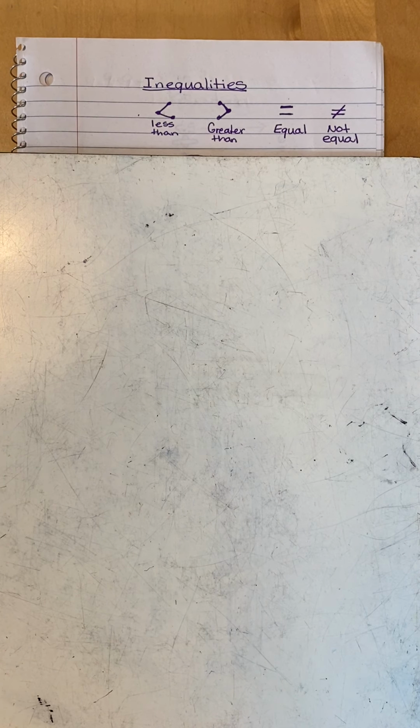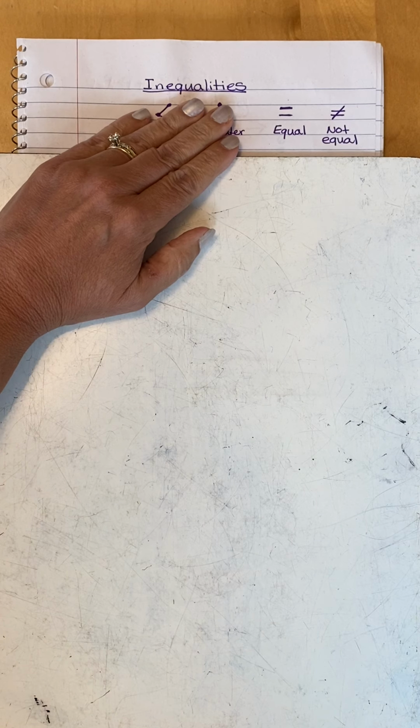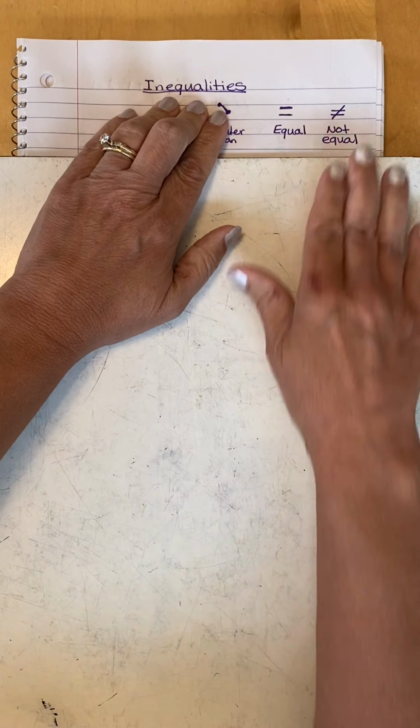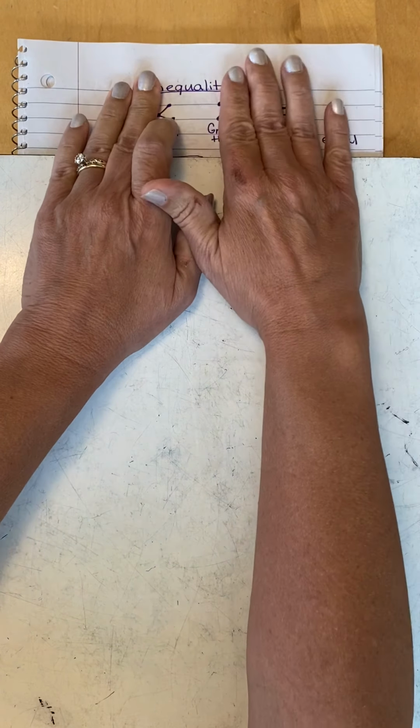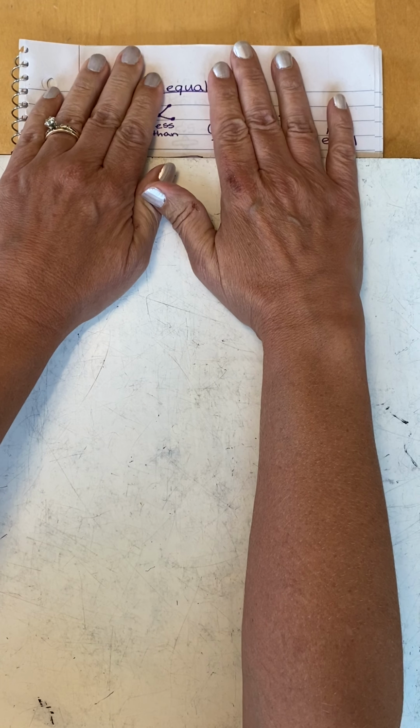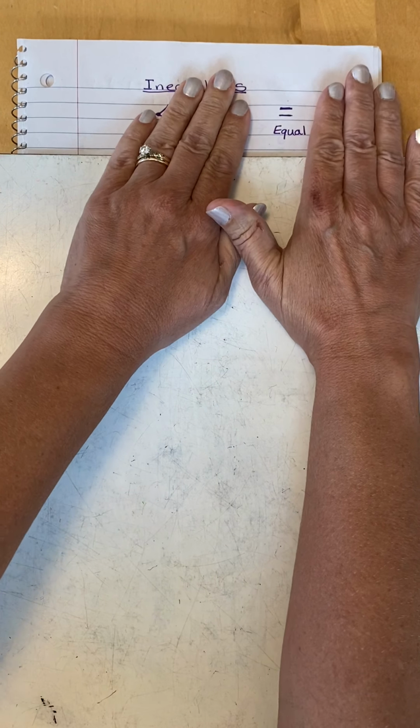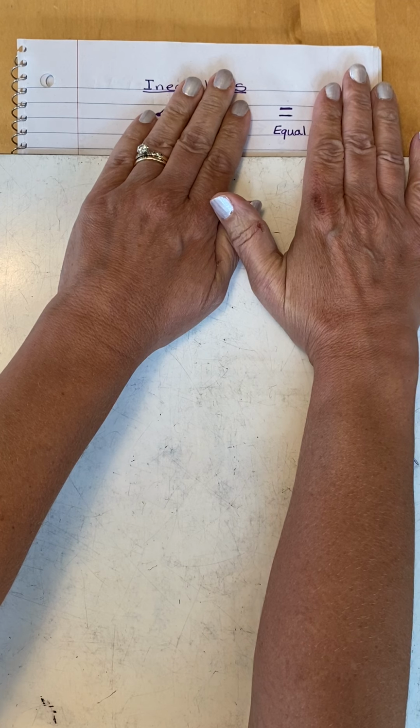In this video, we're going to look at inequalities, their symbols, ways to remember their symbols, and also strategies in which to compare and order numbers. So when we look at inequalities, let's actually start with what is equal. If you look at this word, you see equal. So we know this right here is equal.